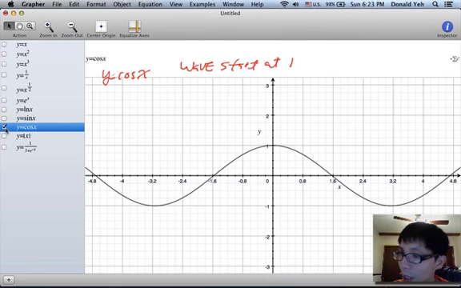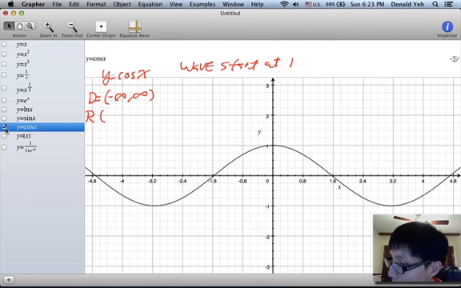I forgot to mention, sine of x is actually an odd function. So we're gonna rewrite that again. Domain is gonna be negative infinity to infinity. Your range is gonna be from, not negative infinity, negative 1 to 1. So it is bounded below and above.